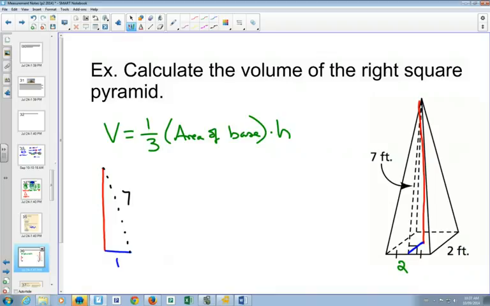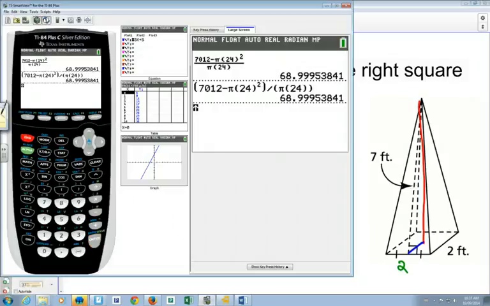So we know that that's 1, and then a squared plus b squared equals c squared. This is our actual height, so I'm going to label it as h. So h squared plus 1 squared equals 7 squared. 49 minus 1 will be 48. And we go to our calculator and do the square root of 48. And we get 6.92.